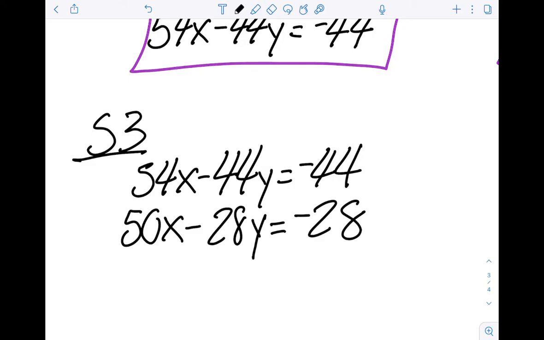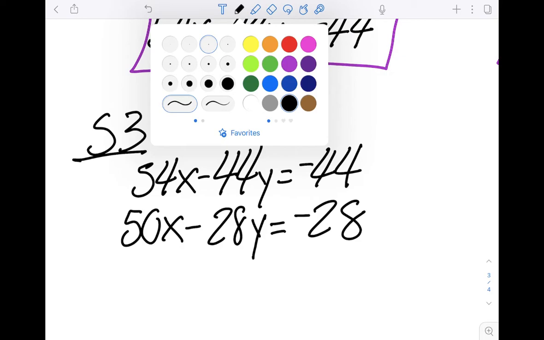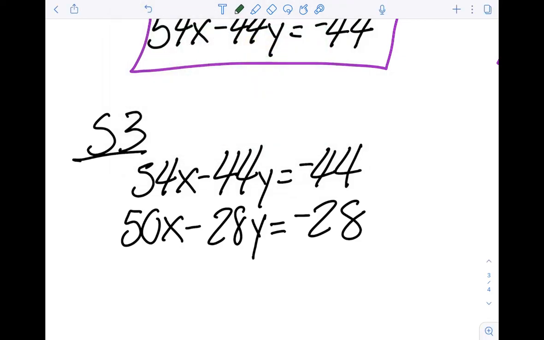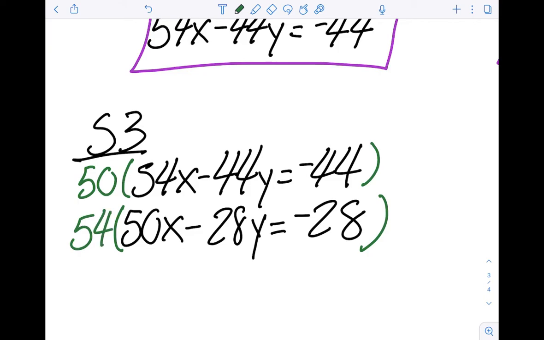So remember, step 3 is the one where we are going to multiply by each other, right? So I'm going to multiply both equations, okay? And I'm going to multiply the top by 50, which I got from the bottom. And I'm going to multiply the bottom by 54, which I got from the top. But I'm going to make this one negative here because I want one positive and one negative.